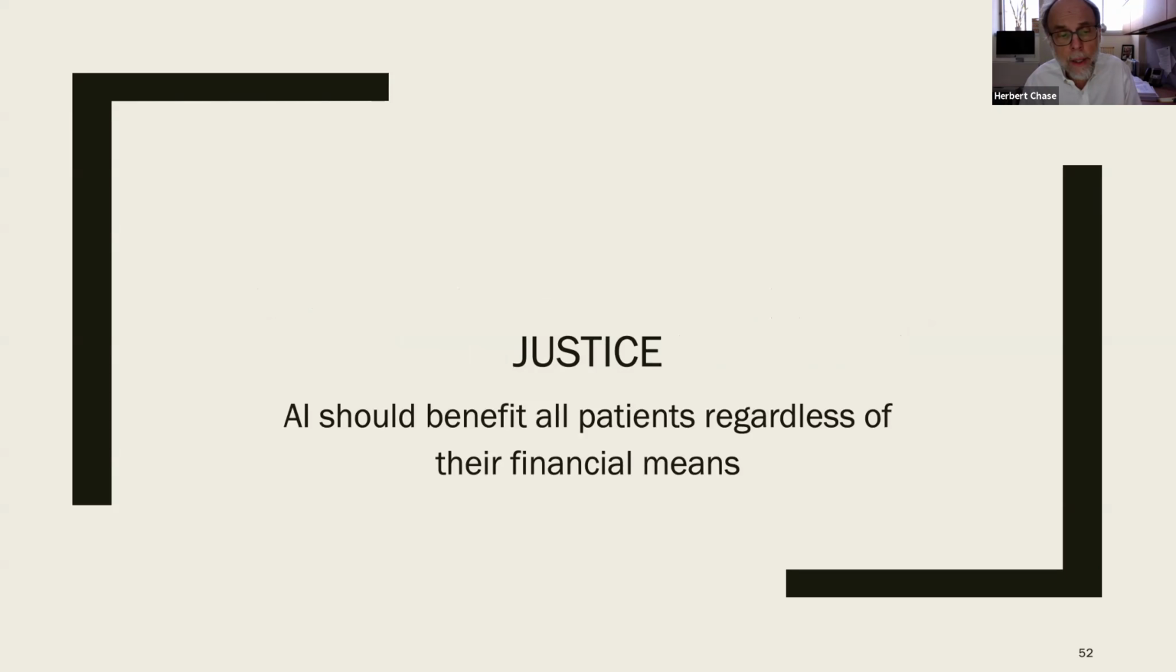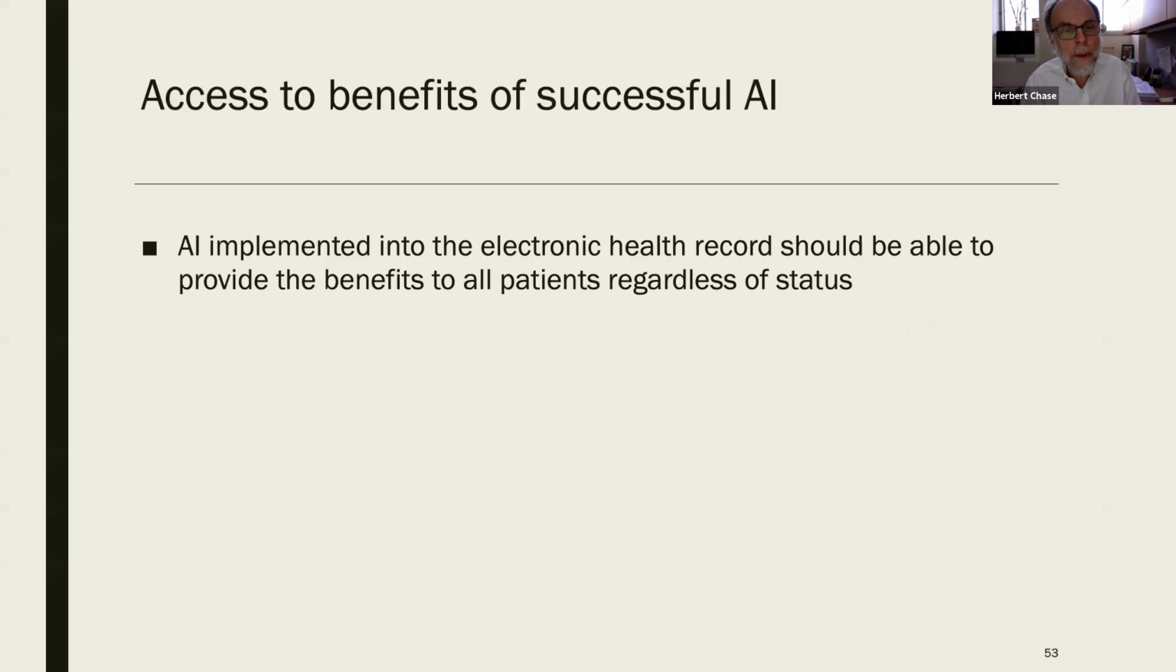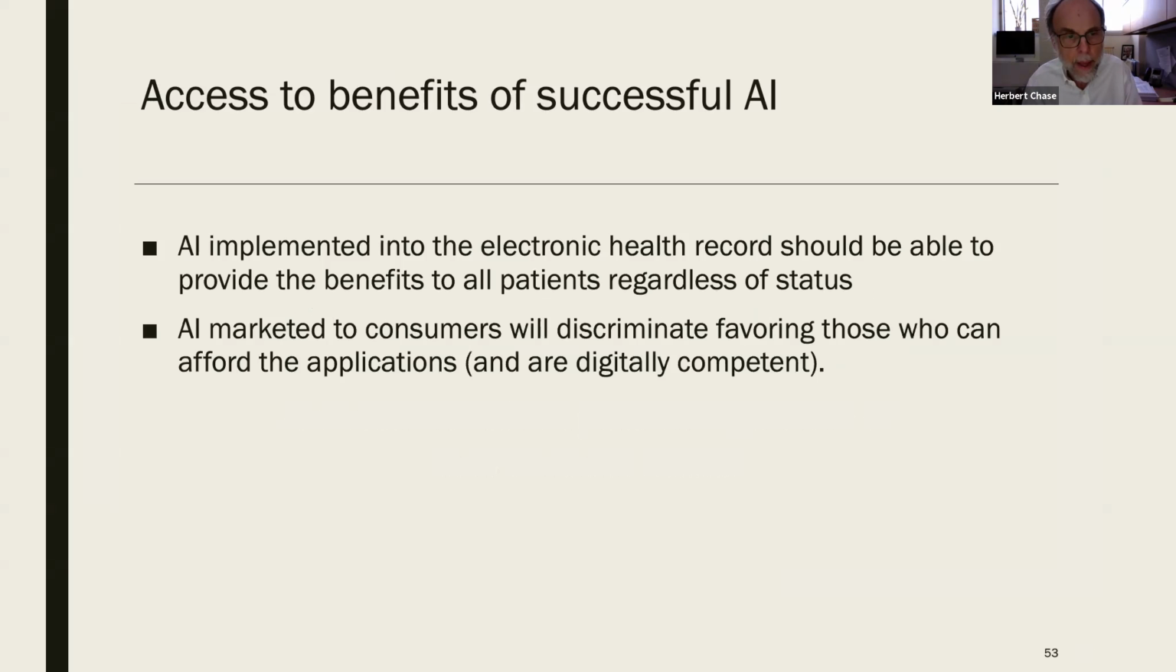Justice. AI should benefit all patients regardless of financial means. Well, that will happen if the intervention or the AI is embedded in the electronic health record. Anybody coming to New York Presbyterian will benefit from an AI intervention if it's in the electronic health record, regardless of their status. But that's not true out in the rest of the world. The commercial aspects of AI marketed to consumers will, almost by definition, discriminate against those who can't afford the application and are not digitally competent. It's a separate issue, which I'm not going to talk about.